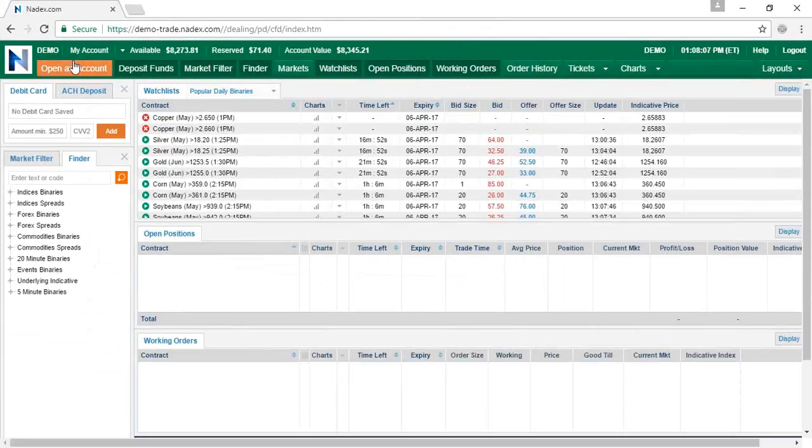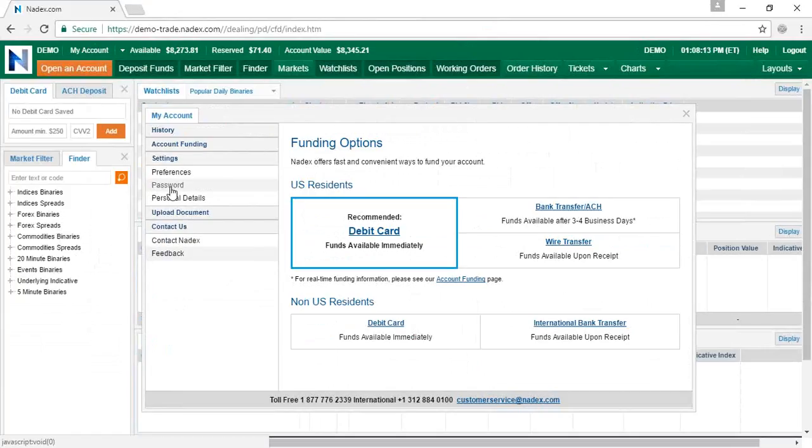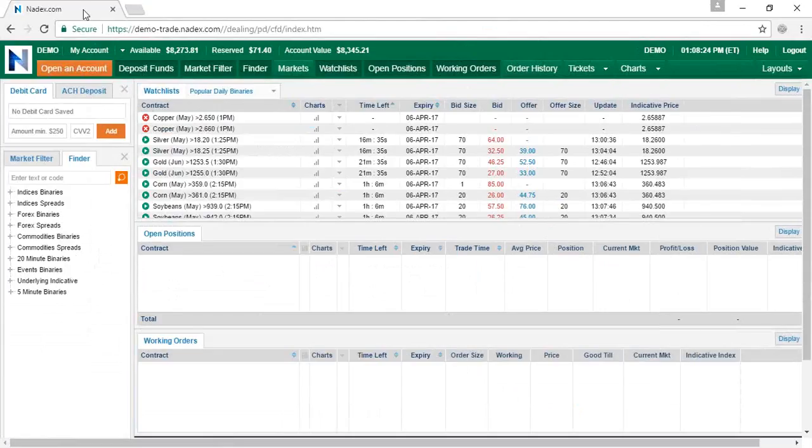And once you've done that, you can go right up here to My Account, and you can go right here to Settings and Password. That'll let you change your password to whatever you'd like to change it to. All right, something easy for you to remember. You don't have to just permanently use that temporary login. But the Nadex demo is a great place to practice. Even if you have a live account already, grab yourself a demo account.